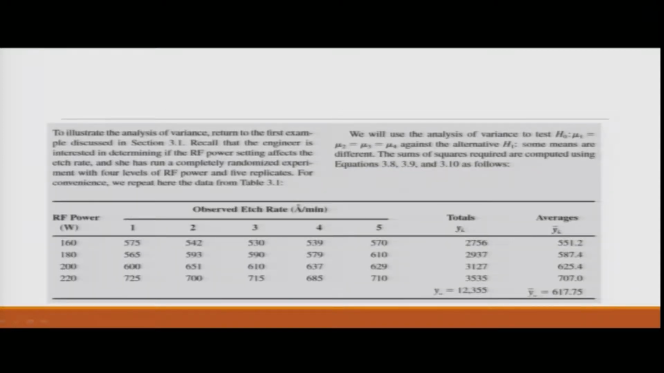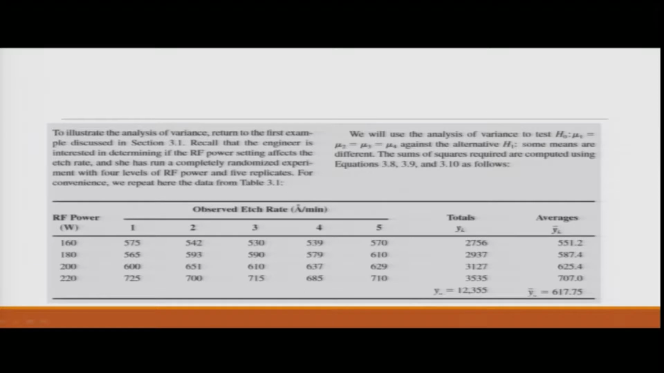So, to illustrate the example of analysis of variance, or ANOVA, we will return to the first example. Recall that the engineer is interested in finding whether the power setting affects the etch rate. He or she runs a completely randomized experiment with 5 replicates for each power. The powers are 160, 180, 200, 220, and each has 5 samples under it.